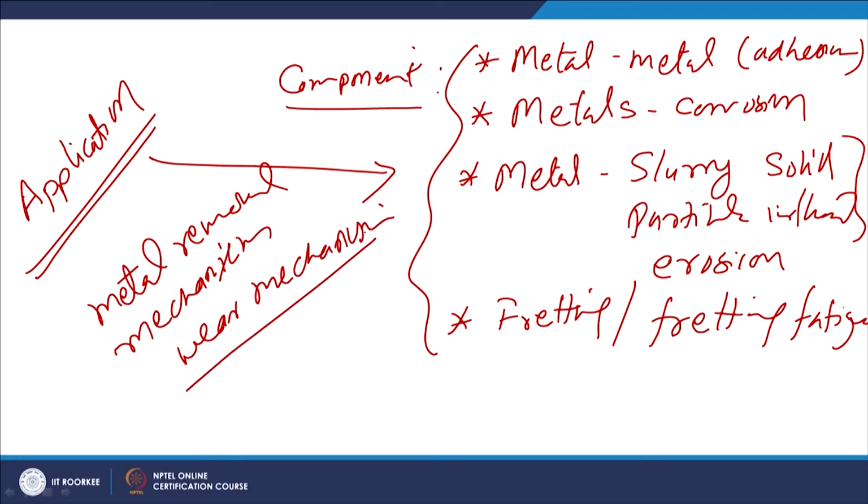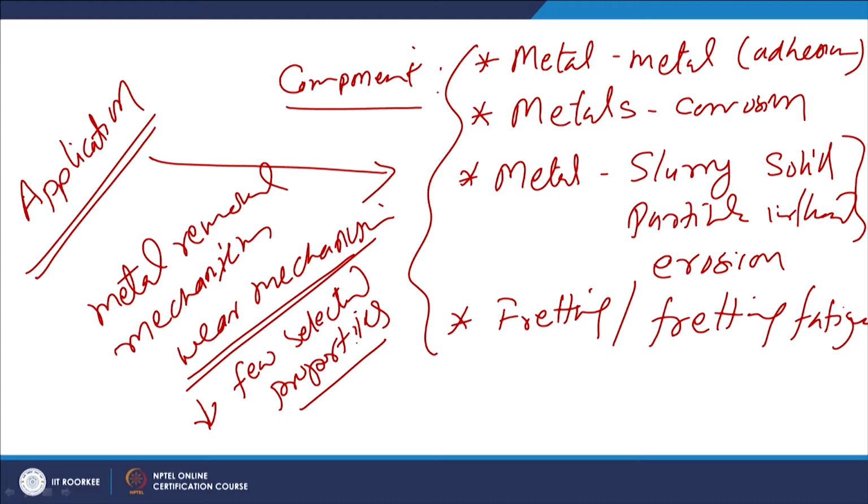Now, we need to consider how to retard it. It cannot be stopped, but we can reduce the rate of material removal by any of these wear mechanisms, so that the component offers a longer life. So, in order to reduce the rate of wear under the given wear mechanism, we need to ensure that the material has a few selected properties so that it can really retard or reduce the rate at which material loss is taking place.